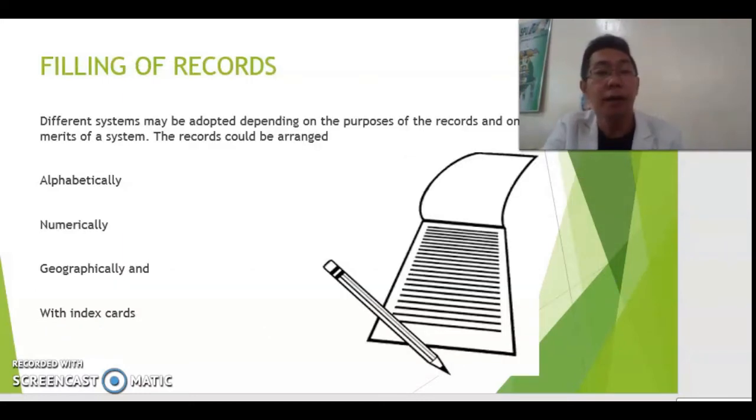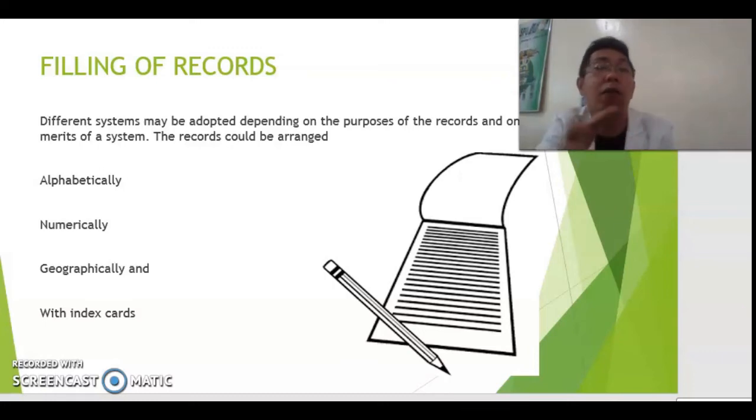Okay, and of course we can also do a geographic filing of records. So it is usually based on the policy of the facility or organization. Okay, so for example natin, per sitio, per barangay, per street, per ward, or whatever. Okay, so we can use the different geographic settings of the community.